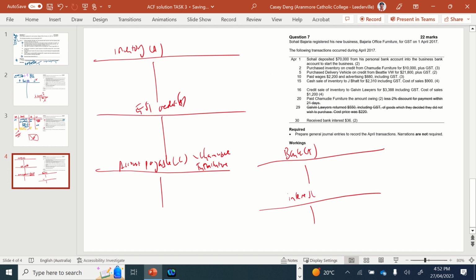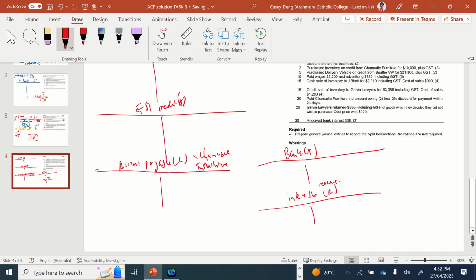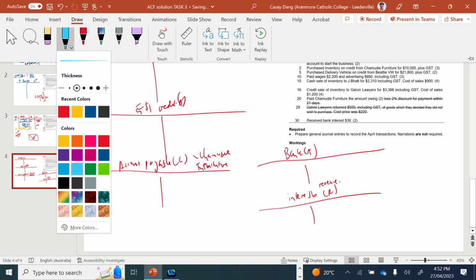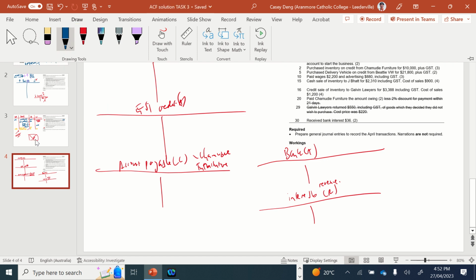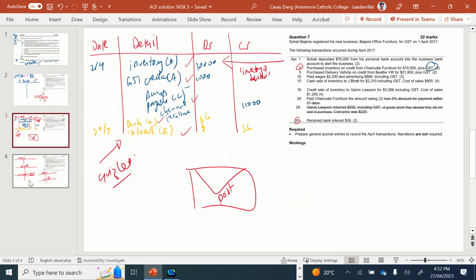Interest. And I would put revenue here because sometimes it can be an expense. All right. Let me get a different color. Let's choose blue. Actually, no, let's choose the same colors. All right, so for the 2nd of the 4th.